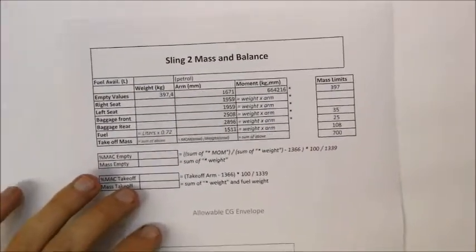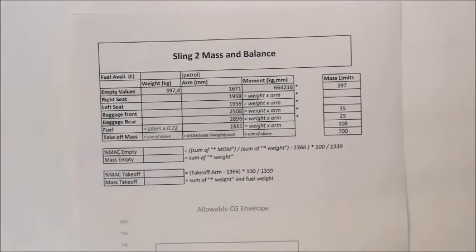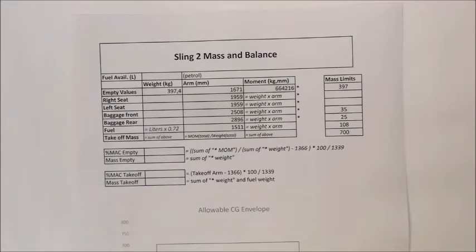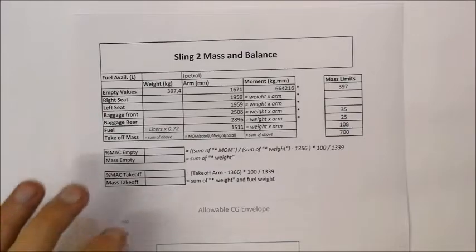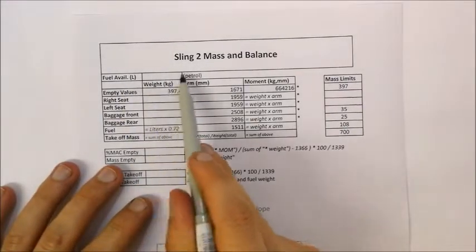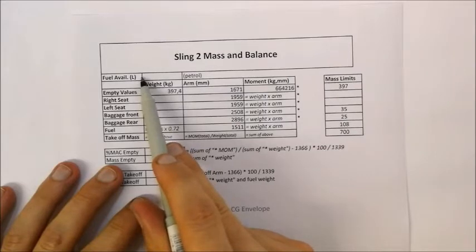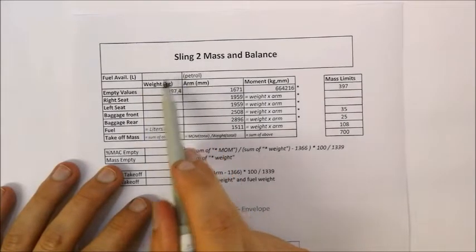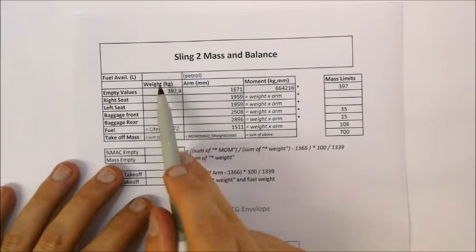Let's have a look at the mass and balance of the Sling 2 aircraft. So this is a typical form that the pilot would have to complete. Okay, so the formulas are essentially shown over here for completing different fields. Initially the pilot would have to indicate how many liters of fuel are available in the aircraft. So this will be in liters. The maximum, for the Sling 2 at least, is usually 150 liters.